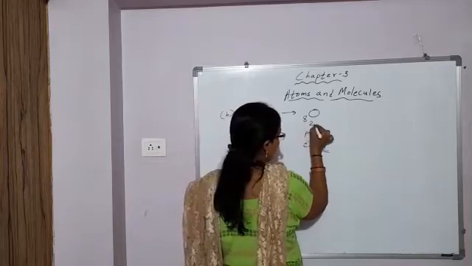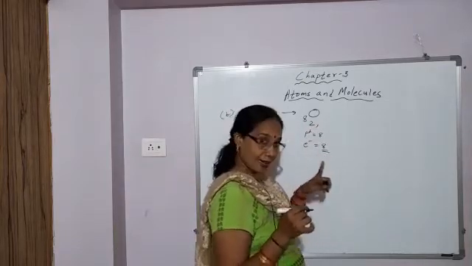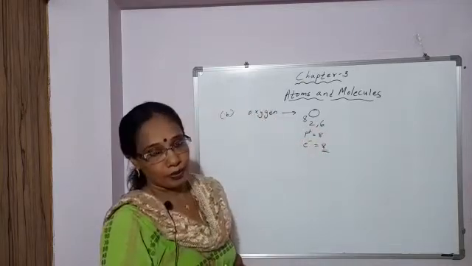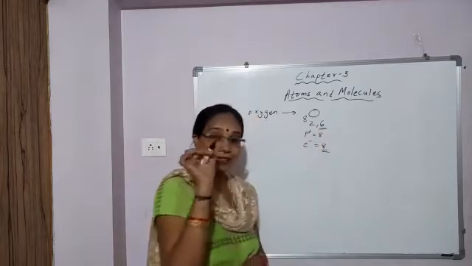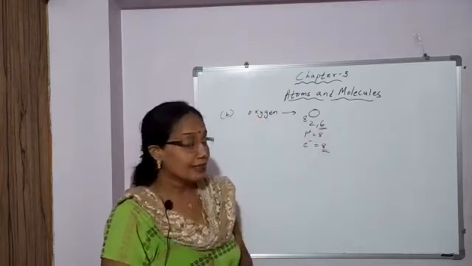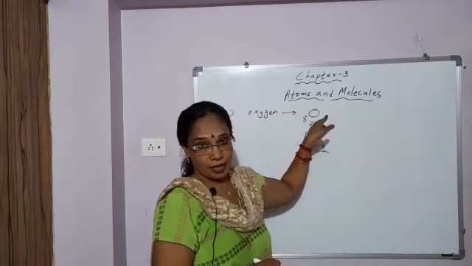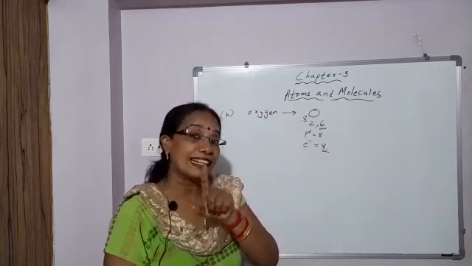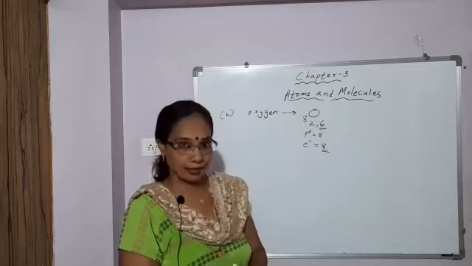So first shell, maximum capacity 2. How much left from 8? 6. So 6 electrons will go to the second shell. And students, all the atoms try to attain how many electrons in their outermost shell? This is the outermost shell for oxygen. 8 electrons. They want to become like the nearest noble gas.